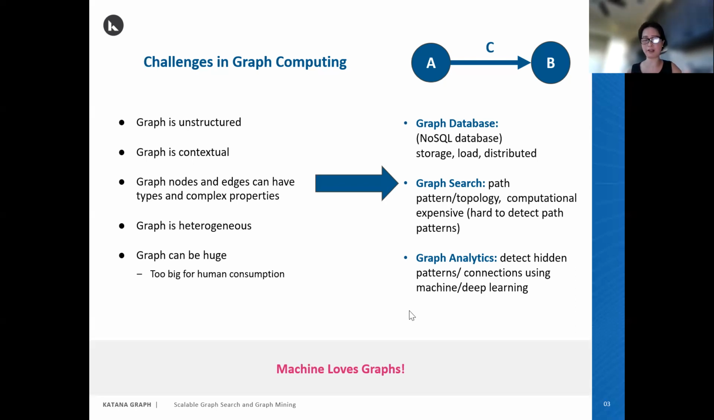So machines love graphs, because a graph is the ideal model for a machine to evolve and think. Our brain is connected neurons, itself a graph. And a deep learning neural network is itself connected neurons. It's a graph. Deep learning enables machines to think, and machines think in the graph way. So machines love graphs.